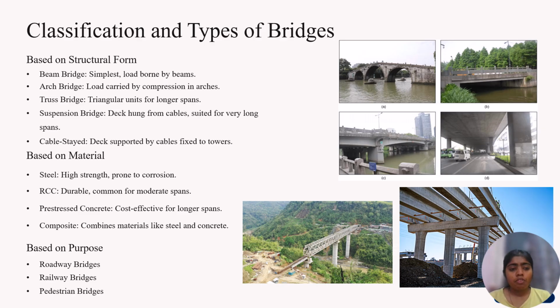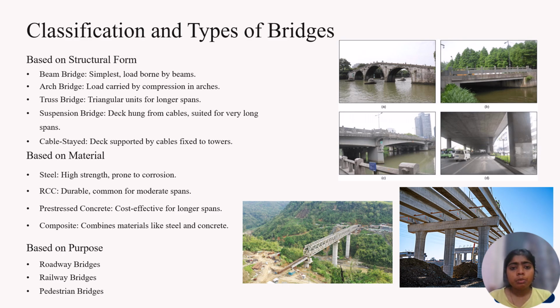First, based on structural forms. In that, I have mentioned beam bridges, arch bridges, truss bridges, suspension bridges, and cable-stayed bridges. Let's understand one by one. What is a beam bridge? A beam bridge is the simplest, where the load is borne by the beam. In picture D you can see a beam bridge where you will find the poles, meaning columns, and the beam attached to each other, and the bridge is made.